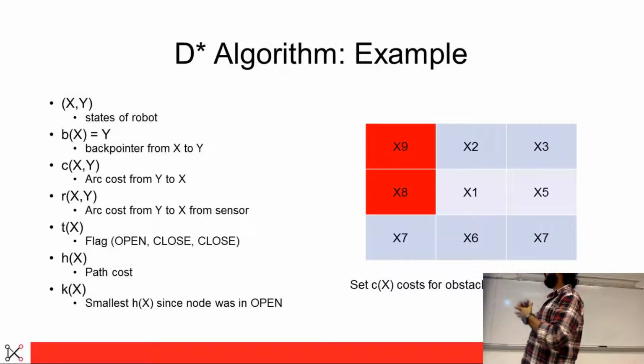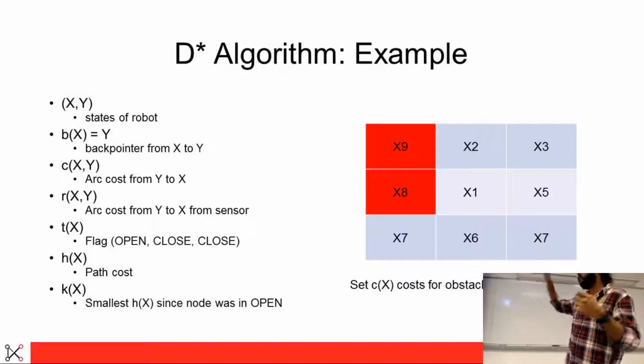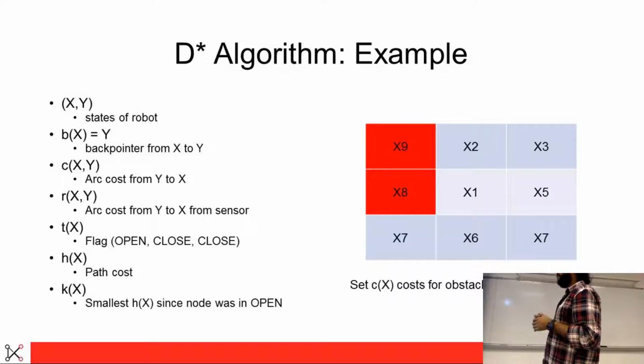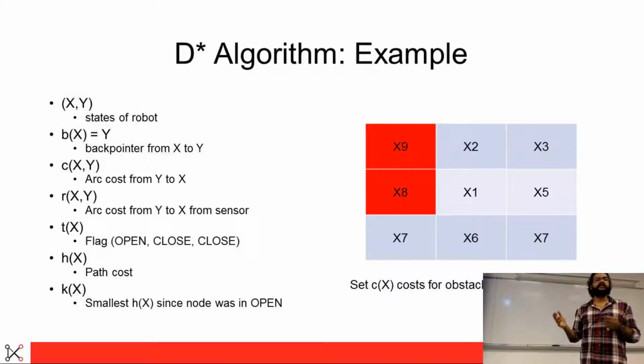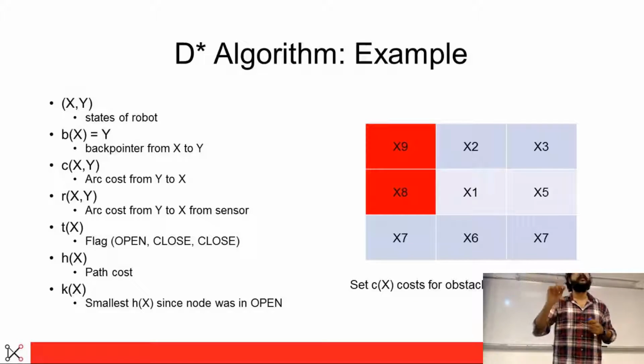You have the T of x flag per node, which is the raise, open, new, close, whatever. And H of x is your actual path cost, which is the complete path so far. And you have K of x, which means since this node, some node was in the open list, what is the smallest H of x? Because we obviously want the least path cost, right?